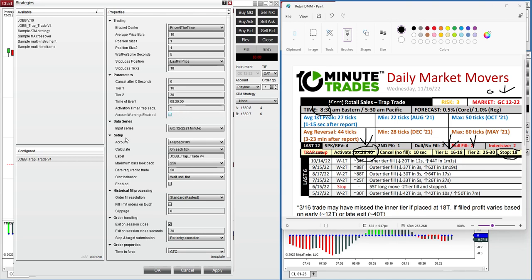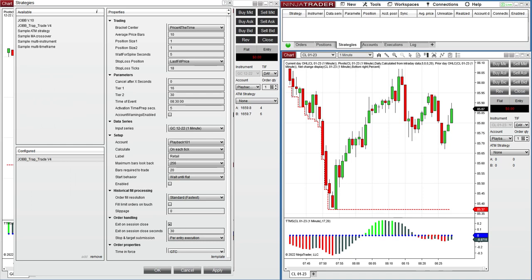Now, the only other thing you have to change is if you're trading sim, put your account on sim, okay? We're on playback right now because we're demonstrating. If you're on live, put your account on live, okay? And if you like labeling your trades with the label input, you could label your trade. It's retail, so I call it retail. So then apply it, okay it, all right?